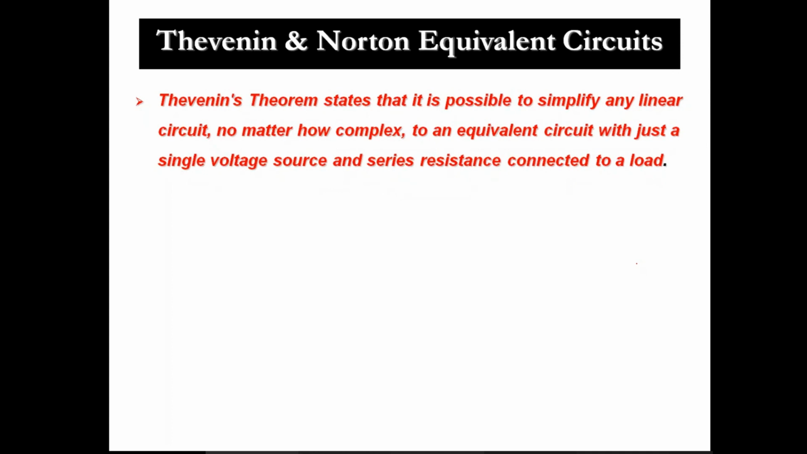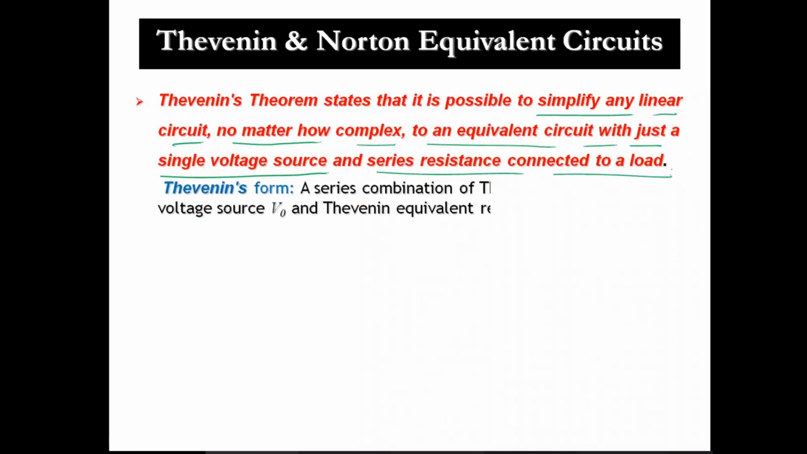Thevenin's theorem states that it is possible to simplify any linear circuit, no matter how complex, to an equivalent circuit with just a single voltage source and a series resistance connected to a load. So Thevenin's form is a series combination of Thevenin's equivalent voltage source V0 or VTH, we call it either V0 or VTH, and Thevenin's equivalent resistance R, which is RTH.